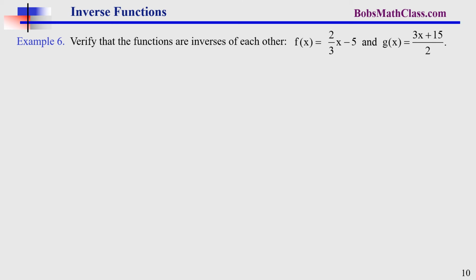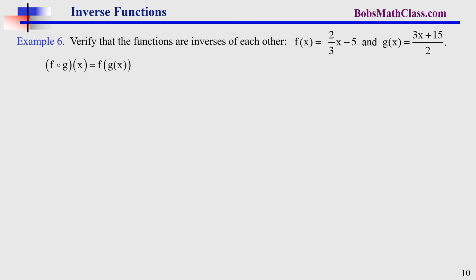Here's our next example. You might want to try and pause the video, work it out on your own. Okay, it's exactly the same as the last example. We're going to do f of g of x, and then we're going to do g of f of x. Each time we need to get x. If you don't get x, then we've made a mistake.